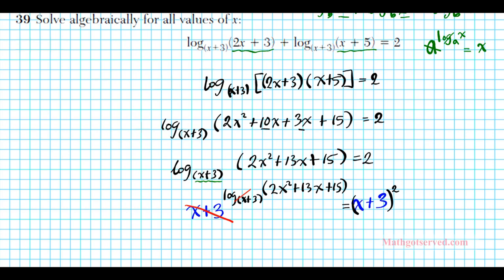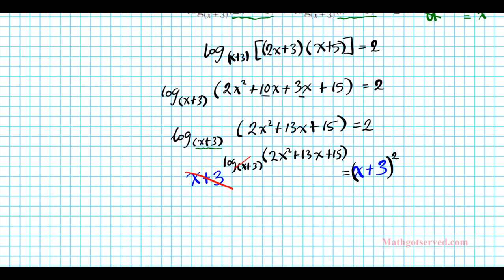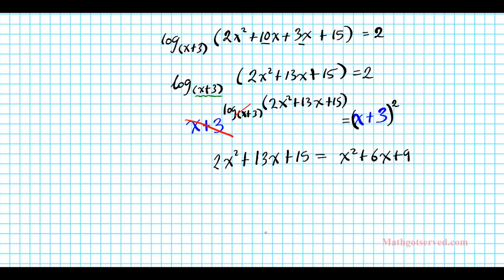And on the left side, we're going to be left with 2x squared plus 13x plus 15. And then if you expand x plus 3 times x plus 3, you're going to have x squared plus 6x plus 9. All right, so now we're going to set it equal to 0. Put the quadratic equation in standard form. So I want to move everything to the left side.